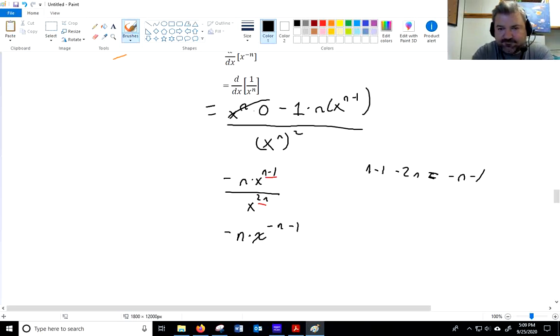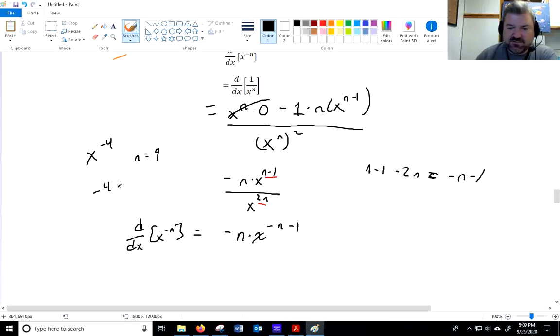So look what we've shown, though. We've shown that the derivative with respect to x of x to some negative power must be equal to negative n times x to the negative n minus 1, which is exactly the same. So for example, if we have x to the negative 4, then my n is 4, right? And so it would be negative 4x to the negative 4 minus 1, which is negative 5. Or in other words, bring this puppy down and subtract 1. And that's it. So we've proved quite a bit today. And now in the next lesson, we'll put this stuff to work.